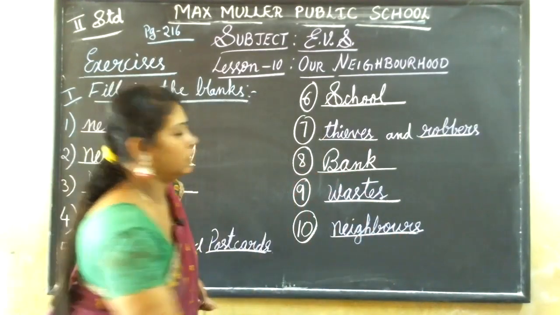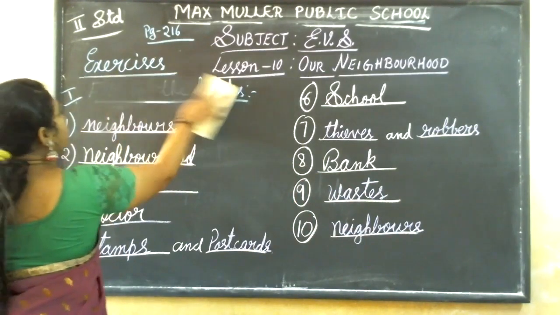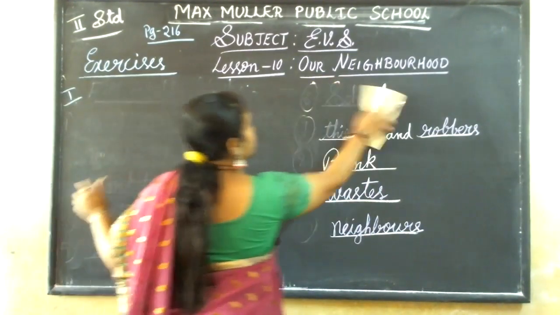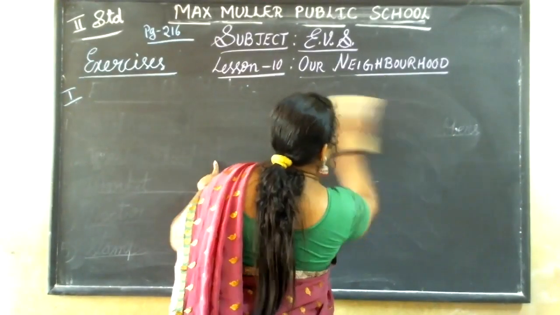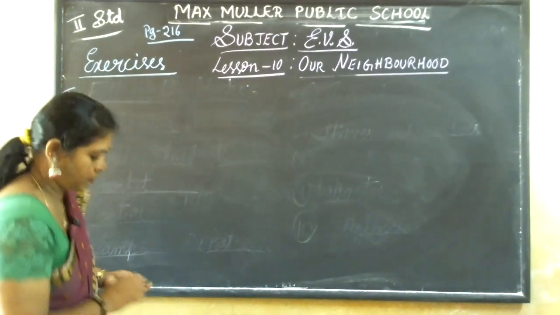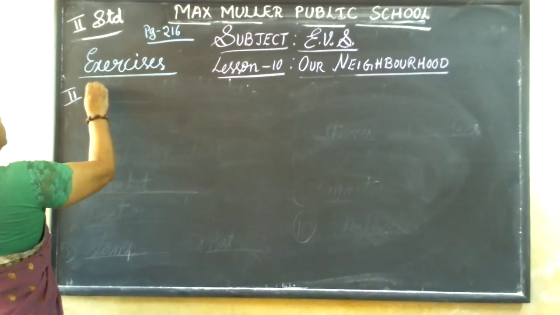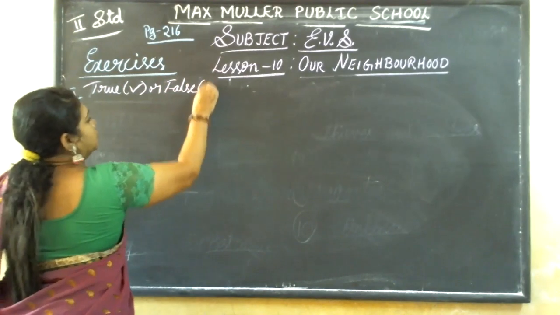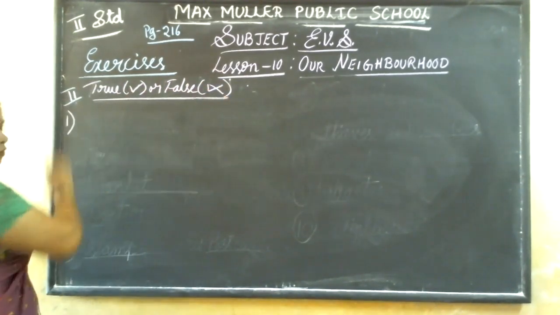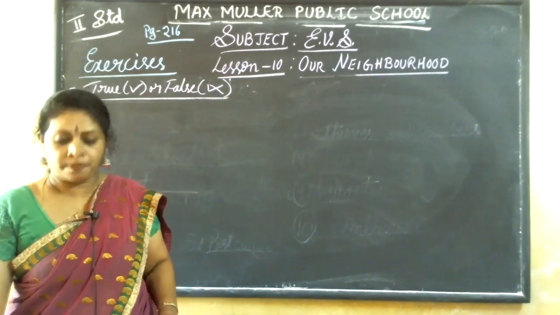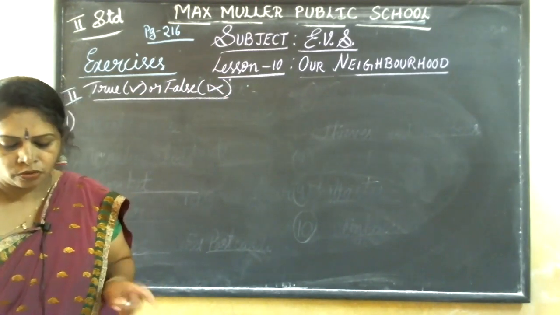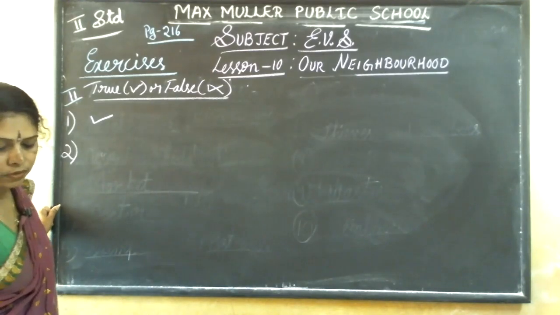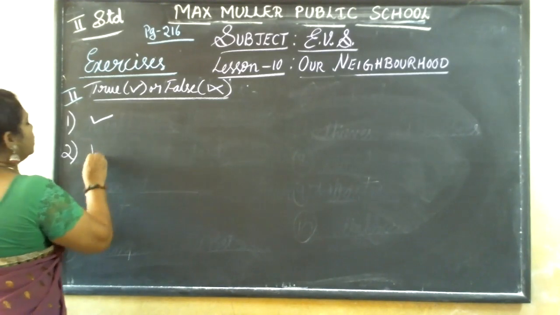Okay, children, now let me erase this. We'll start with the second main, that is true or false. If you have not written, pause the video. I have given space now. You can pause, copy down in your textbook. Second main. The first one, the places and the people around us make a neighborhood. Is it true or false? True. Second one, we should not help our neighbors. False. Always you should help your neighbors.